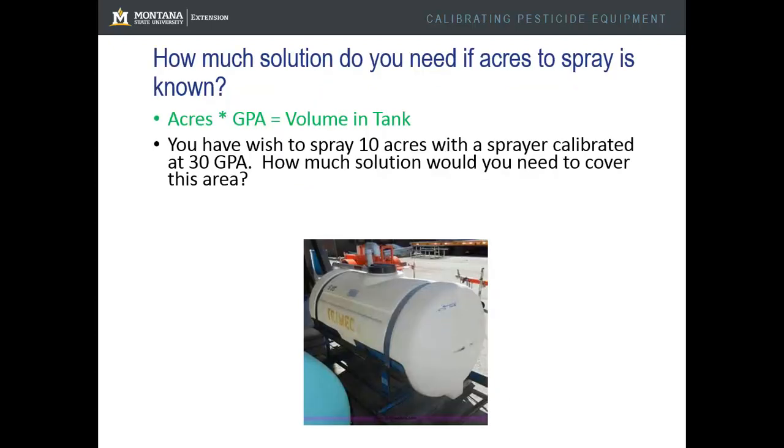You can easily determine the total solution to add to the spray tank if acres to spray is known. By multiplying acres times the gallons per acre, you can determine the total solution needed for this spray application. In this example, you wish to spray 10 acres with a sprayer calibrated at 30 gallons per acre. How much solution would you need to cover this area? By taking 10 acres and multiplying times 30 gallons per acre, you can easily determine you would need 300 gallons of solution.